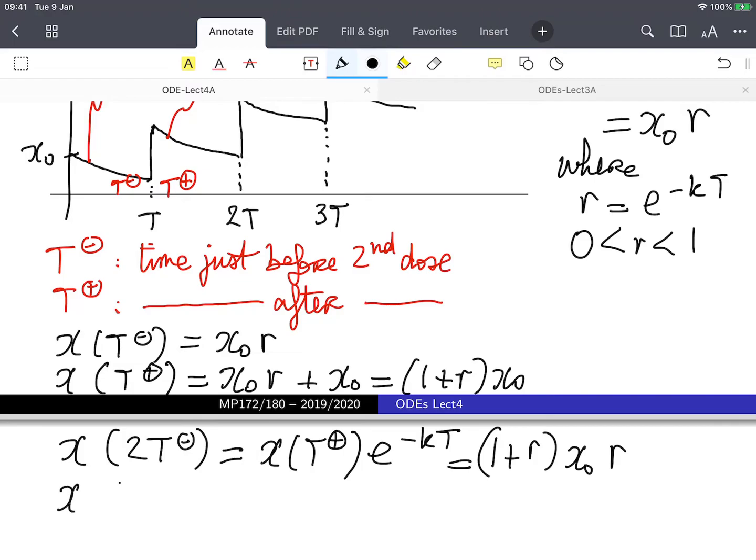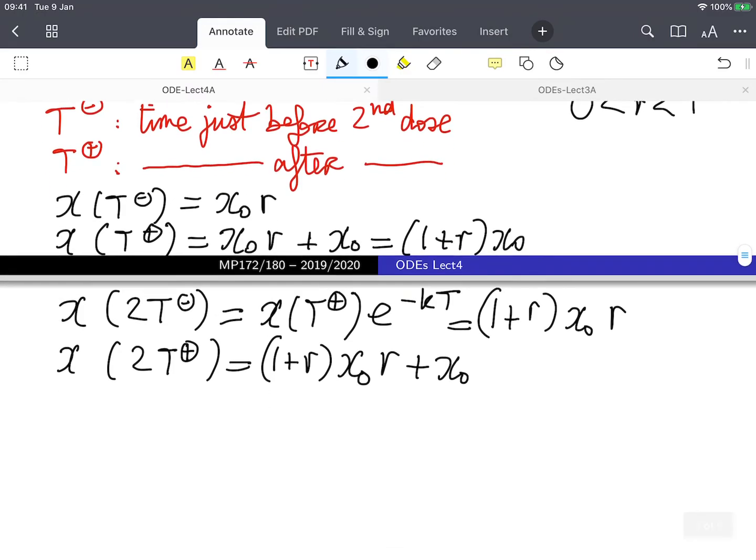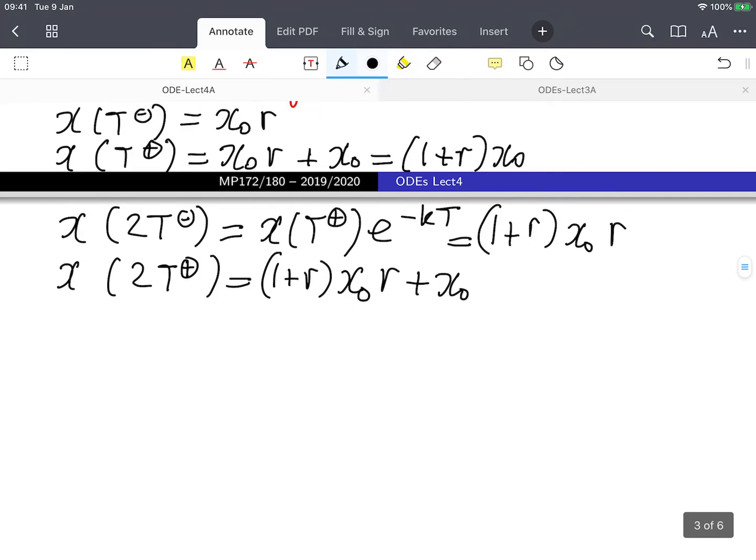Okay. And then at 2t plus, if I'm on the other side, I've just given a booster again, so I have to add x0. It's going to be 1 plus r x0 r plus x0, and so on and so forth. And here I see I can factorize by x0. It's going to be a factor of 1 plus 1 times r plus r times r.